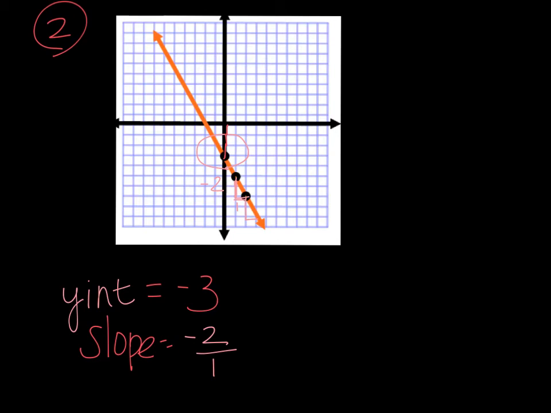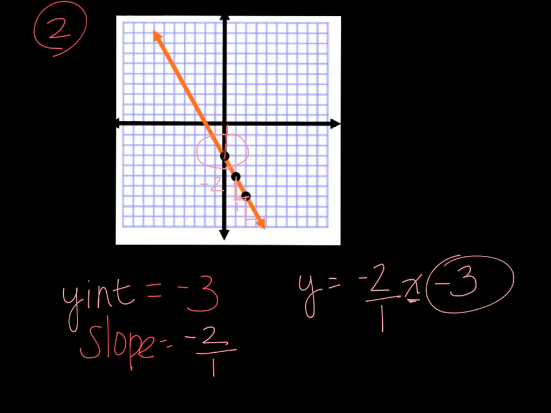So now I can write it in slope-intercept form. My slope is -2 over 1, x. My y-intercept is -3. Remember, my slope always goes with the variable x, and my y-intercept is always a constant. So I'm done here. I could rewrite this as y equals -2x minus 3.